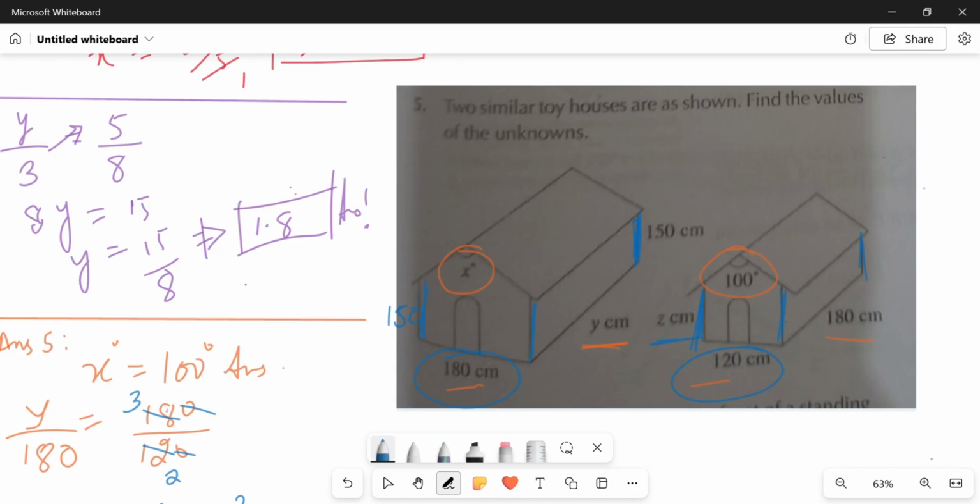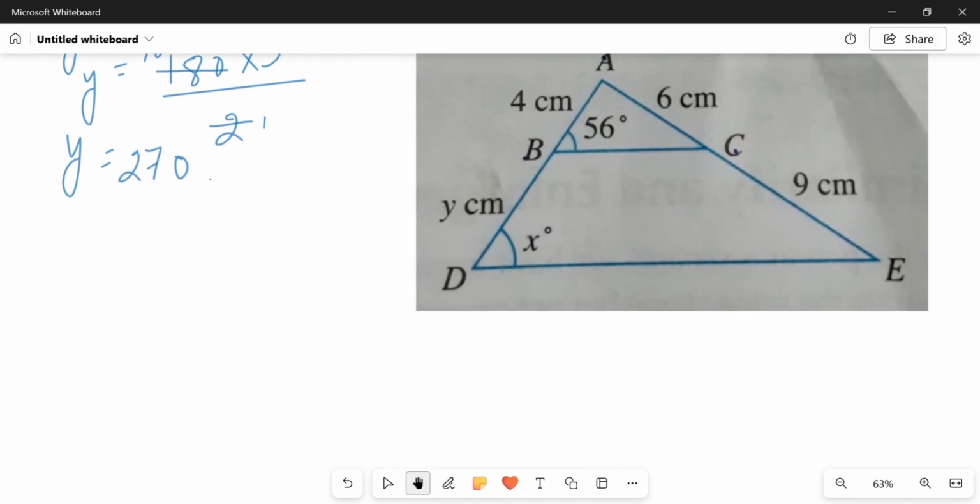So when you find out the answer, the z answer gives you 100. Z is also 100. Got it? No, it's not the other question. Okay, this one.